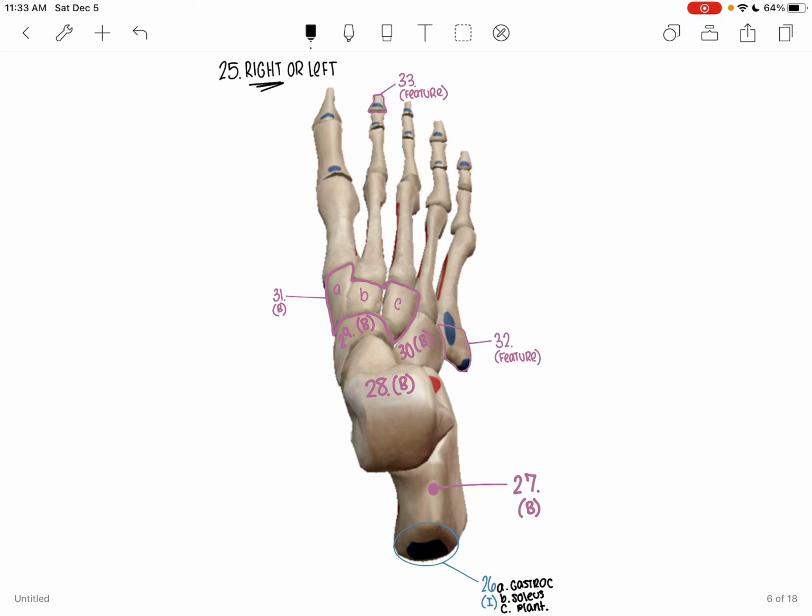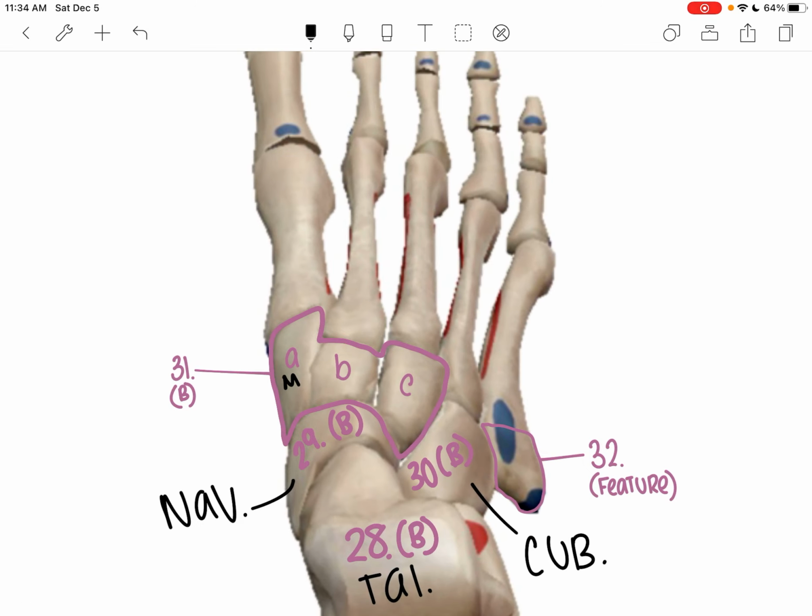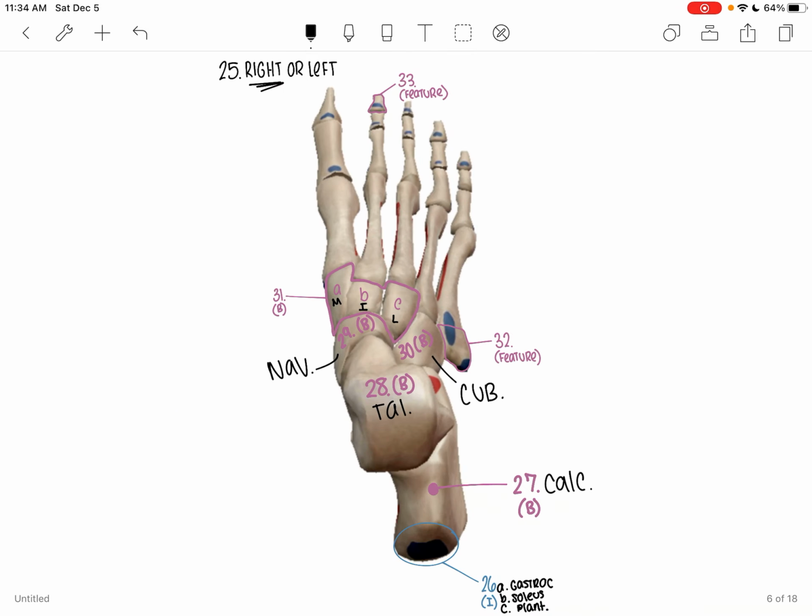All right, now on to bones. 27 is going to be the calcaneus. 28 is going to be the talus. 29 is going to be the navicular. 30 is going to be the cuboid. 31 is going to be the cuneiforms. So A is going to be medial cuneiform, B will be intermediate cuneiform, and C is lateral cuneiform.